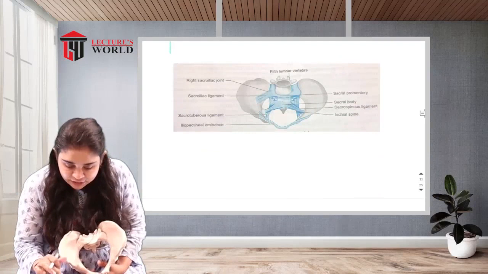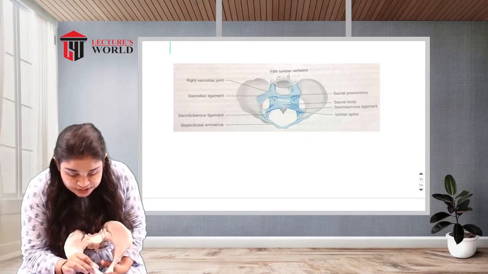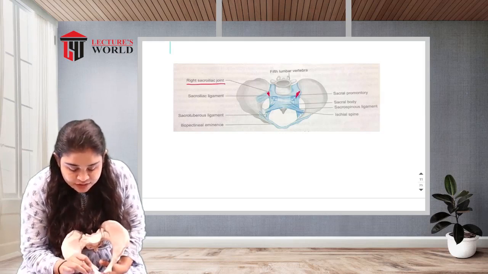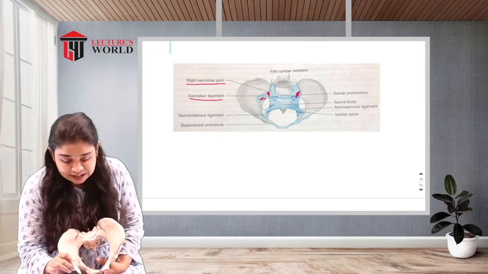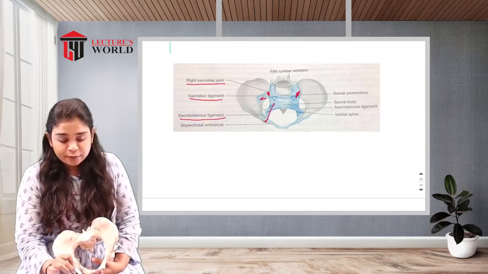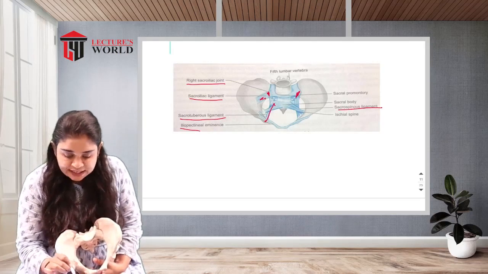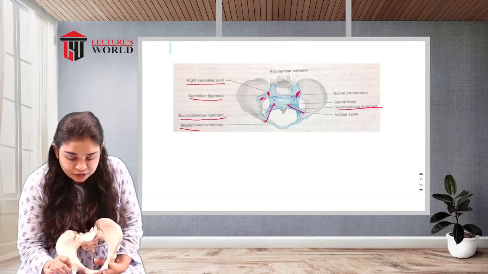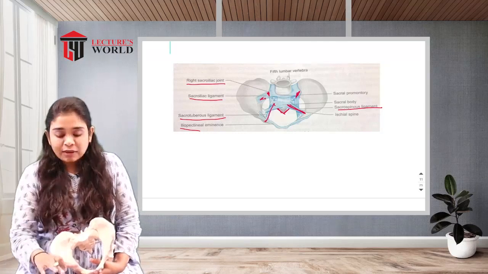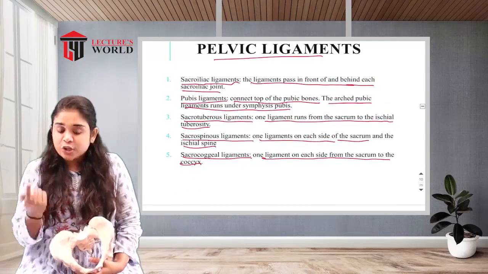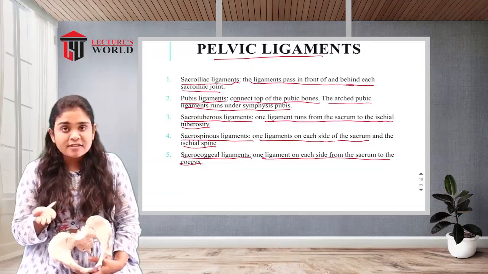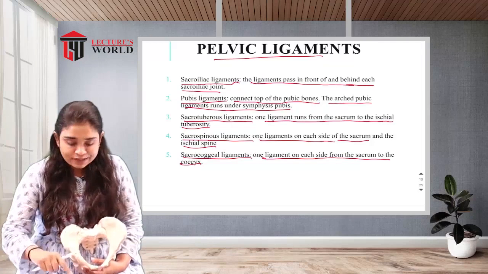As you can see here, they have given just a rough idea about that. So this is the right sacroiliac joint, and this is the sacroiliac ligament. Then the sacrotuberous, where the tuberosity will be covered and they go to the sacrum. Then the sacrospinous ligament, with the ischial spine here, from here to here. And the sacrococcygeal ligament will be here. So this is about all the ligaments, and in total there are 5 ligaments. Sacroiliac ligament, second is the pubic ligament, third is the sacrotuberous ligament, fourth is the sacrospinous ligament, and fifth is the sacrococcygeal ligament.